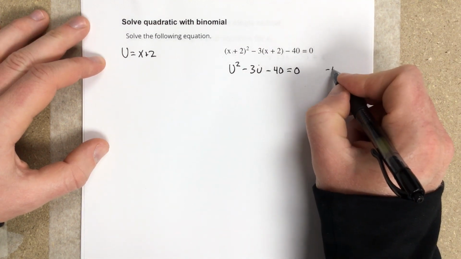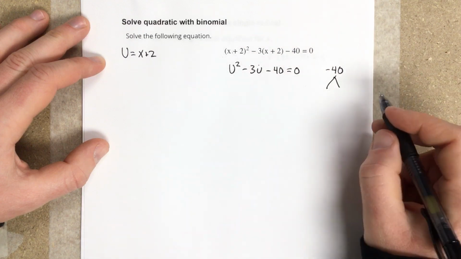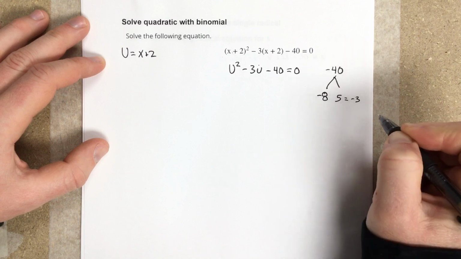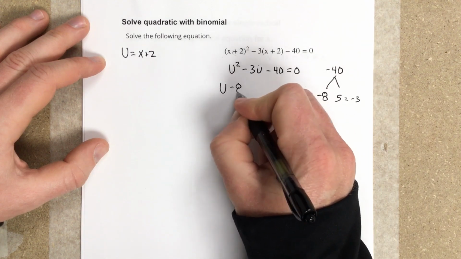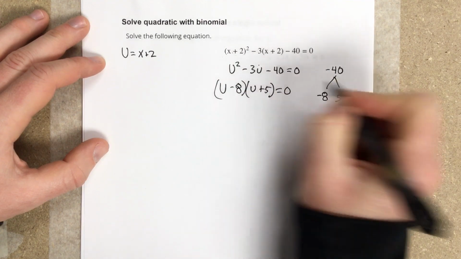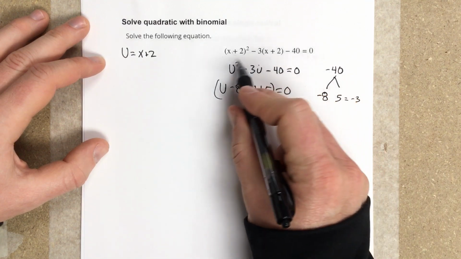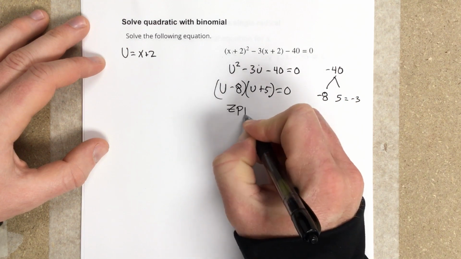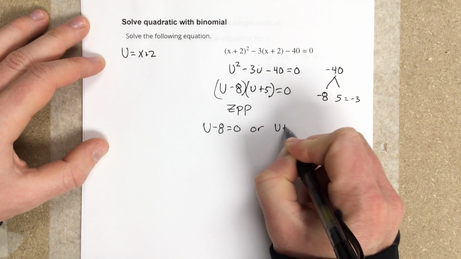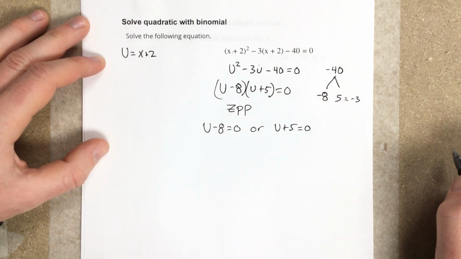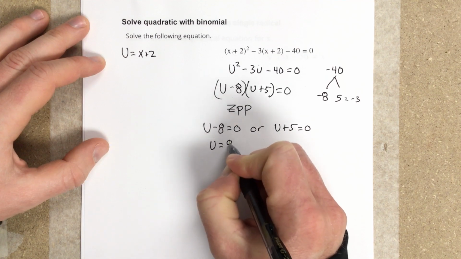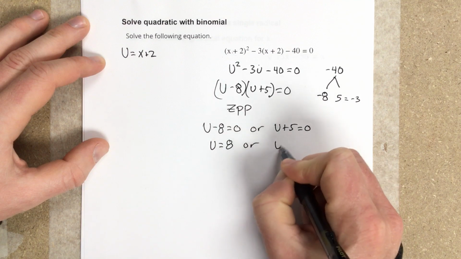So we're looking for the factors of negative 40 that add up to negative 3. Well, negative 8 and 5 will give you negative 3 when you add them. So we're going to say u minus 8 and then u plus 5 equals 0. So now that we have that factored, we're going to use the zero product property. So u minus 8 is equal to 0, or u plus 5 is equal to 0. We're going to add 8 to each side, so we get u equals 8, or subtract 5, u is equal to negative 5.